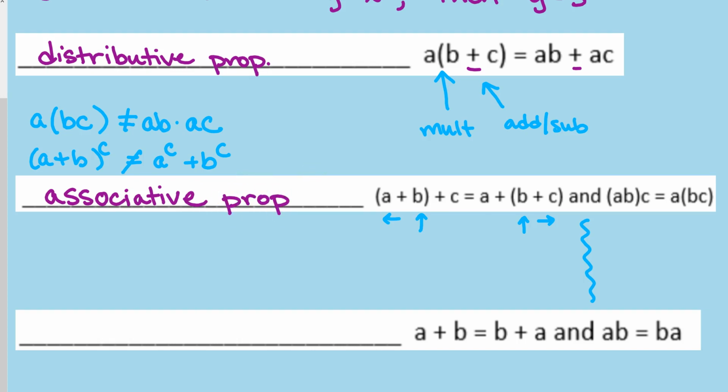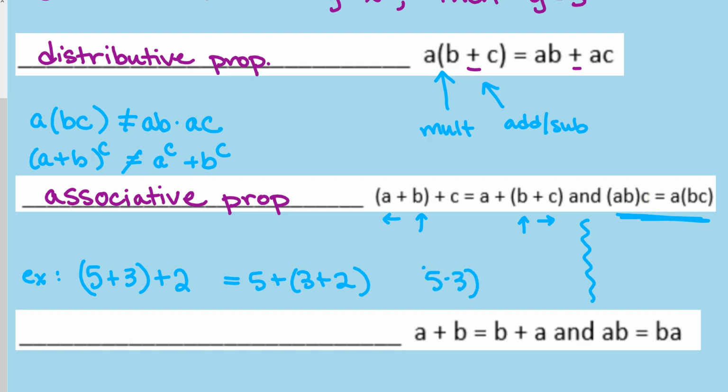So an example of this would be 5 plus 3 plus 2 is the same thing as 5 plus the quantity 3 plus 2. Either way, you're going to get 10. Now we also have the associative property of multiplication. So an example of that would be 5 times 3 times 2 is the same thing as 5 times 3 times 2. Okay?